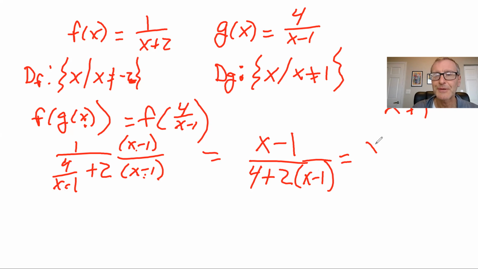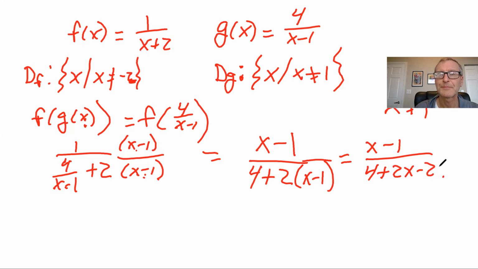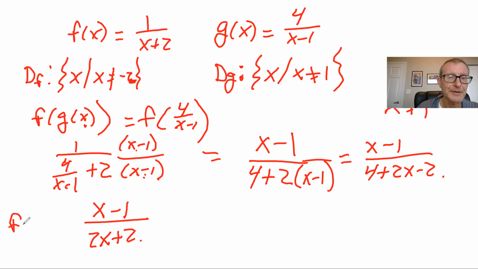So just finish the algebra up here. And you would get 4 plus 2x minus 2. And so if you combine like terms, you get x minus 1 over 2x plus 2. All right? So this is the f of g of x.